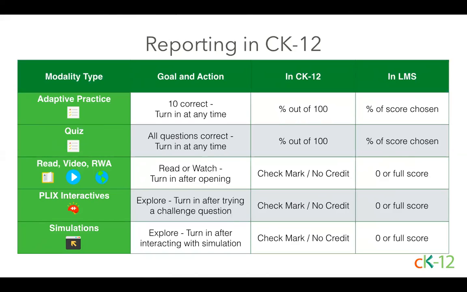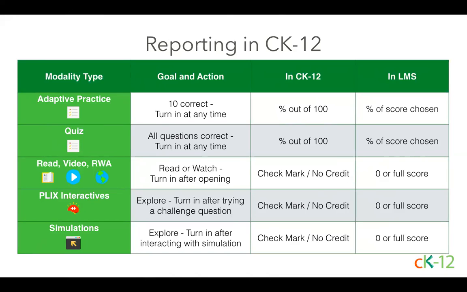In a learning management system like Google Classroom, for any assignment, you can set the number of points that you want for that particular assignment. So let's say you set the point value for adaptive practice to be 20 points for that homework. If they got 5 correct, they would have 10 out of 20. If they got all 10 correct, they would get the full 20 points. So whatever their percentage would be on CK-12, it would map to the percent of the score that you chose. For quizzes, their goal is to get all questions in that quiz correct. You can use that quiz as an actual quiz or just a customized practice that you assign for homework.